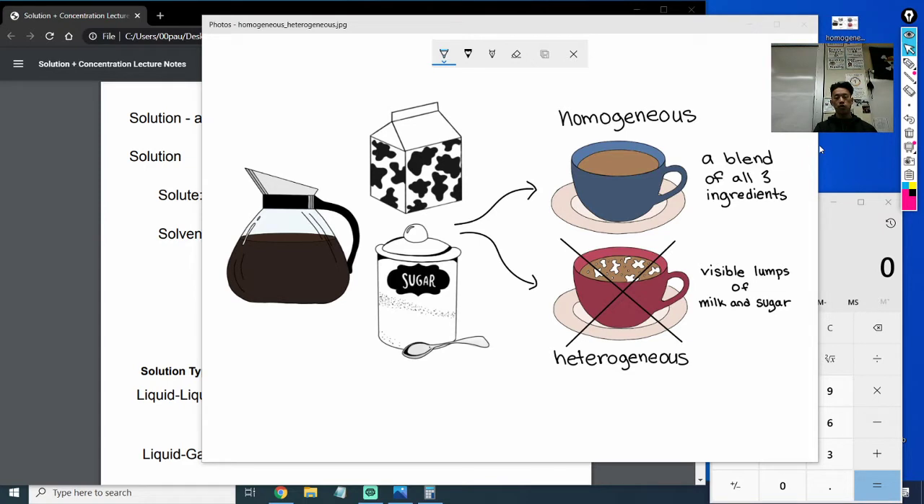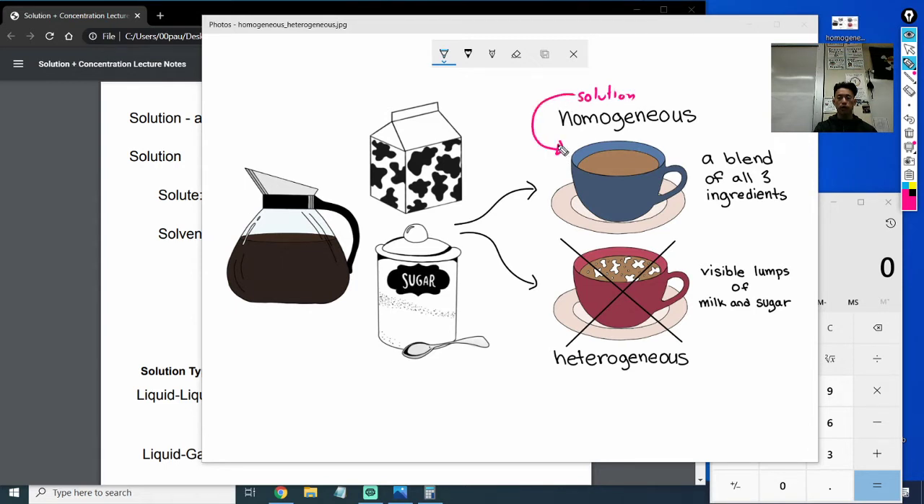Now, in a homogeneous mixture, you can see that everything is blended together, right? You can't really tell the different components that are in there. But let's say you don't mix it very well together. Then you would have a heterogeneous mixture. You can see the lumps of milk and the sugar, and so this would not be a solution. So a solution is a homogeneous mixture. So this would be a solution, okay?